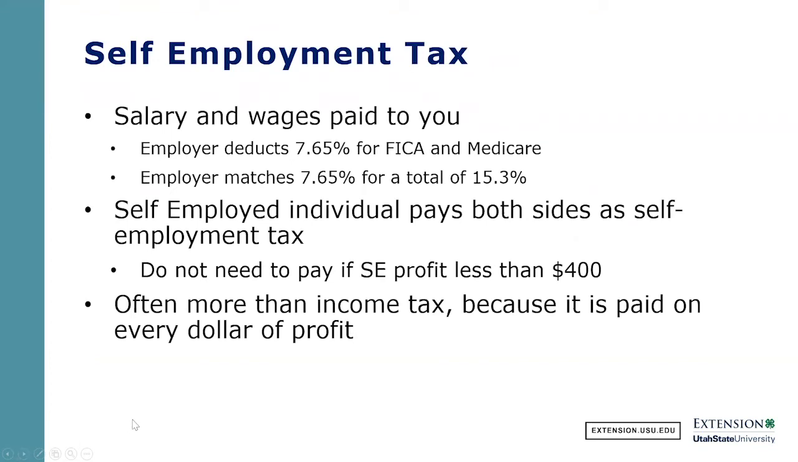And so what is self-employment tax? If you worked for somebody else and they paid you salary and wages, then before you get your paycheck, they're going to deduct 7.65% of what you earned for FICA and Medicare. And then you would get the net out of that. There might be other things they withhold, but they're going to take out that 7.65%. Then they have to match it with the same amount, and they send both sides in to the federal government.